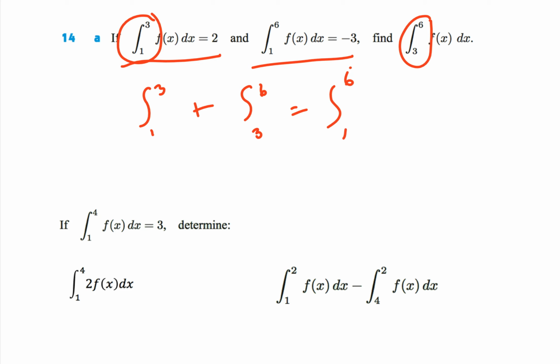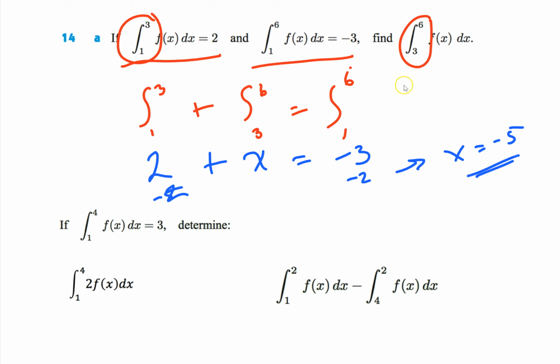Okay, so they told me what this one is. This is 2. This is what we're looking for, so we'll make it x. And they told me that one's -3. So, do a little algebra. x equals -5. So the integral from 3 to 6 is -5. It must be below the x-axis. But stuff like that, you've got to use the properties we know. We know if we connect 1 to 3 to 3 to 6, it equals the whole thing. Plug it in and solve.